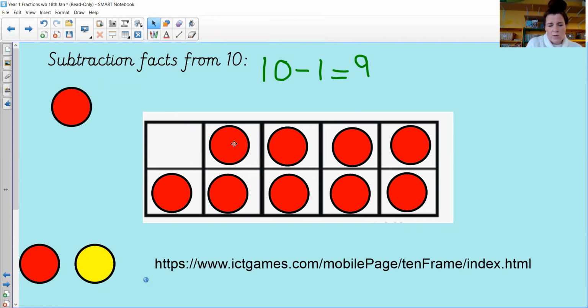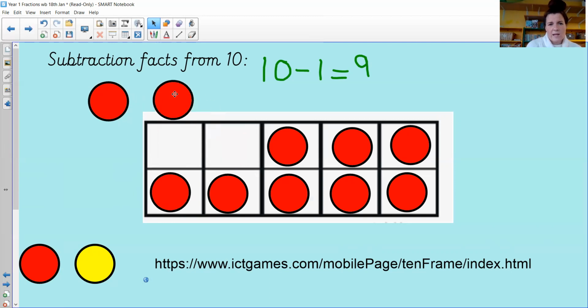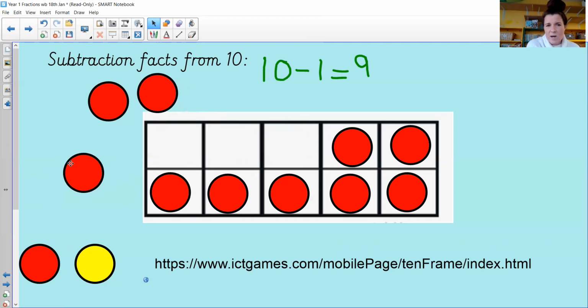Okay, so, now if I start with my 10 again, so I fill up my tens frame again. So now I've got 10 counters in my tens frame, it's full. If I take away 1, actually I'll take this one away, and this one, and this one. Okay, so, how many counters have I taken away? I've taken away 3.